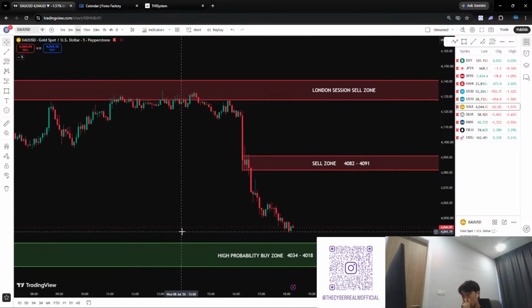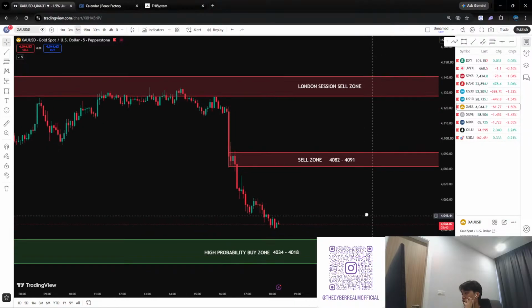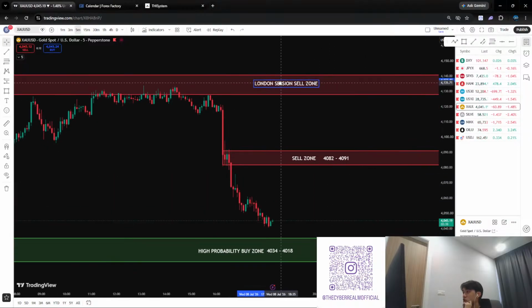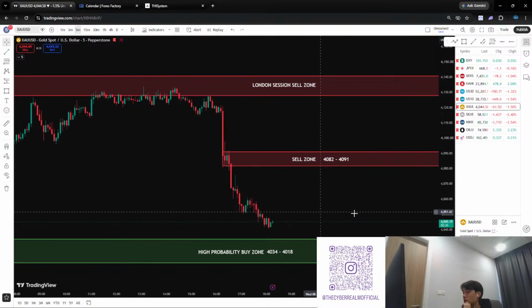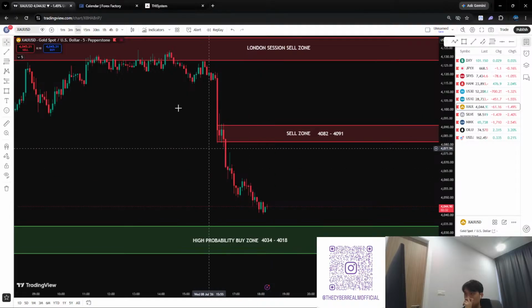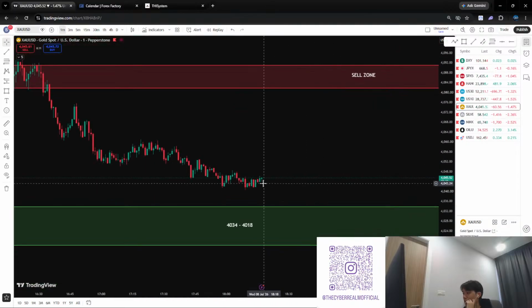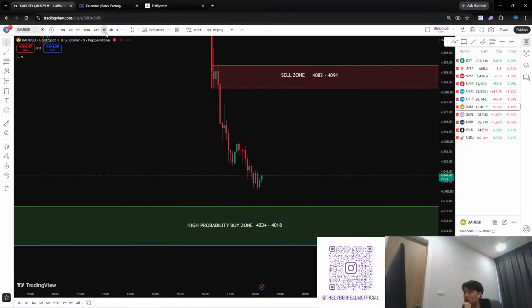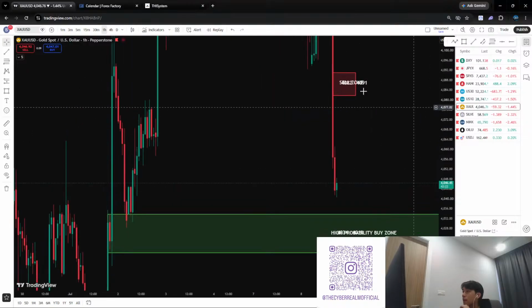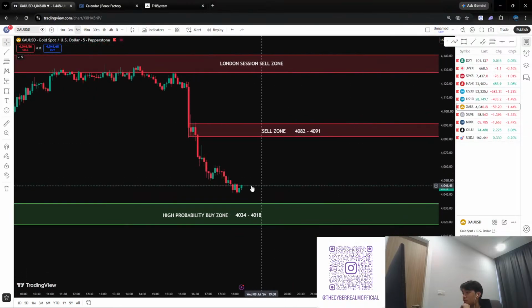Let's see how this will happen. Let's see how this will move. If price does not come into any one of these zones, I will not go for any sells or buys, because it is more of a high risk going for sells, like right here. For example, if I go for a sell right here with no confirmation, it is technically useless and also stupid. So let's continue looking out for this zone.